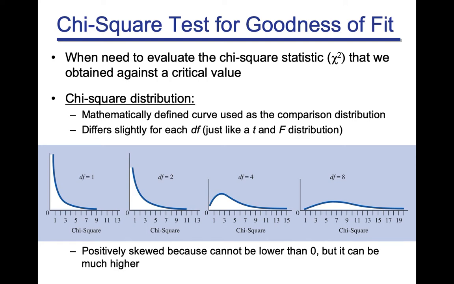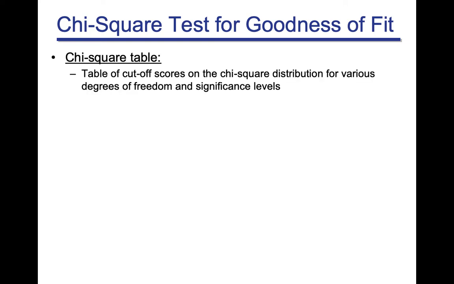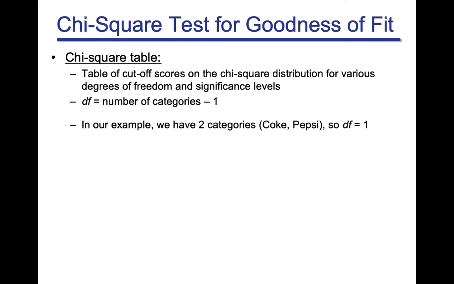So chi-square distributions are positively skewed because a chi-square statistic can never be lower than 0. That's the same with an F value, by the way. Because it is a squared statistic, it can never be below 0, but it can be much higher. Our chi-square table is going to give us cutoff scores on the chi-square distribution for various degrees of freedom as well as significance levels. So degrees of freedom is just the number of categories minus 1. As I said previously, because we have 2 categories, our degrees of freedom is 1.